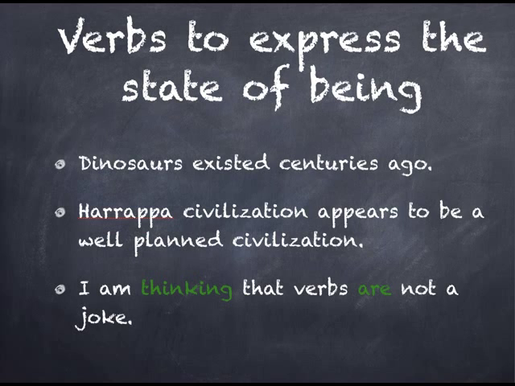Verbs to express the state of being. Dinosaurs existed centuries ago. Dinosaurs ਦੀ ਹੋਂਦ ਸੀ, dinosaur ਰਹਿੰਦੇ ਸੀਗੇ ਪਰ ਸਦੀਆਂ ਪਹਿਲਾਂ. Harappa civilization appears to be a well-planned civilization. Harappa civilization ਜਿਹੜੀ ਸੀਗੀ, we learn in history, ਉਹ ਲੱਗਦਾ ਹੈ ਕਿ ਉਹ ਇੱਕ ਵਧੀਆ ਵੈਲ ਪਲੈਨਡ ਸਿਵਲਾਈਜੇਸ਼ਨ ਸੀ, ਉਸਦੀ ਹੋਂਦ ਸੀ. And to be is a state of being, and it's a verb.